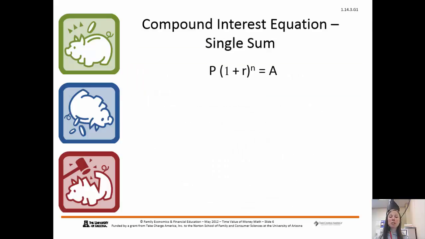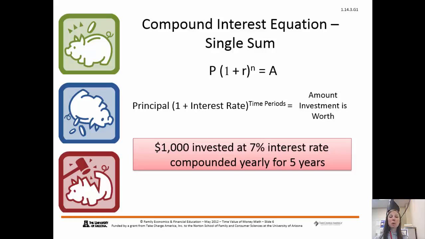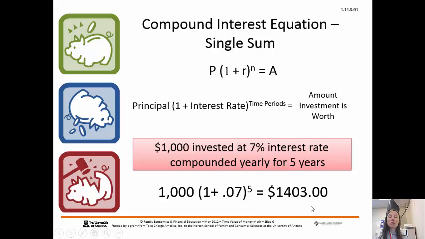So let's do a single sum first. The formula is P, and then parentheses 1 plus the rate, to the time period's power, and that's the amount the investment is worth. So let's do that 1,000 again, 7% compounded yearly for 5 years. By using this formula, before, remember, it was $1,350, now we're at $1,403. So we're about $53 higher. And why is that? Because you're earning interest on your interest.